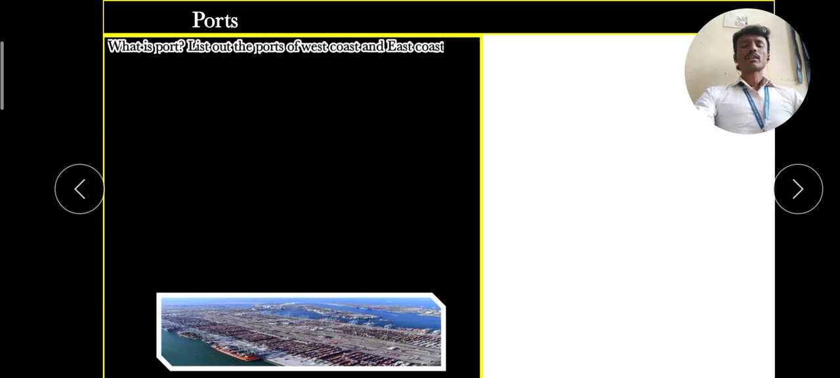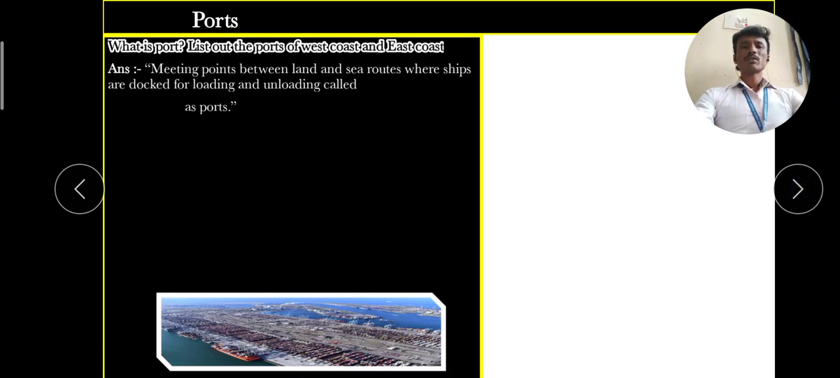Now we have to gather what is the meaning of port, and which are the ports located on the west coast of our Indian country and the east coast of our Indian country. See, what is the meaning of port here? Meeting points, where ships can be arranged to meet. So like that, meeting points between land and sea.